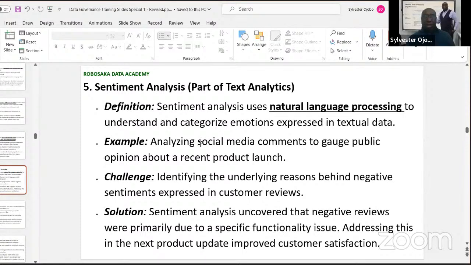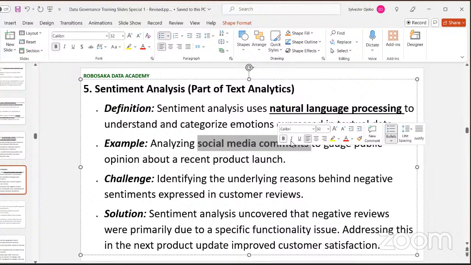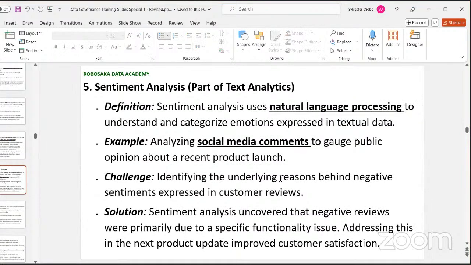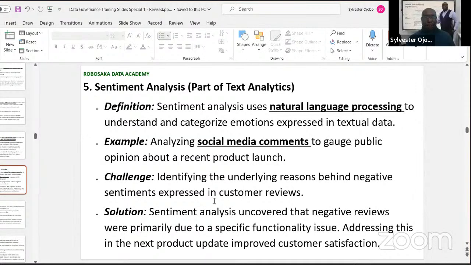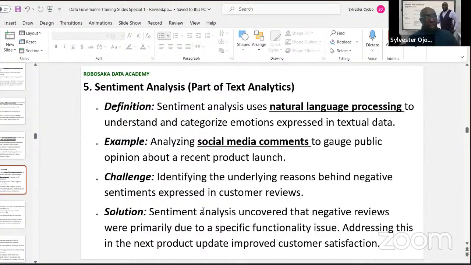Social media analysis analyzes social media comments. That's another form of evaluating public opinion. Yes. Okay. That being said, there's always a challenge you must encounter when you're doing sentiment analysis.